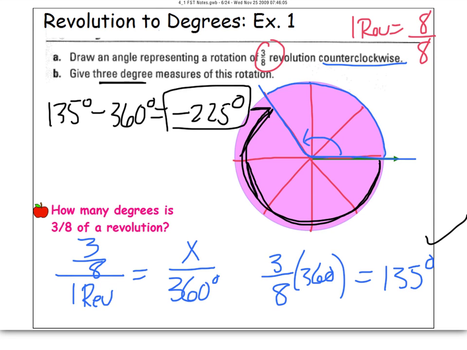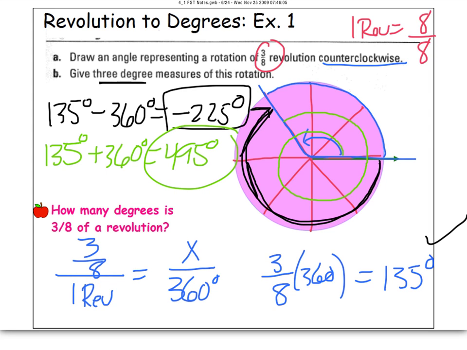Now, where could that third measurement come from? Well, it's a circle. I can go around it as many times as I want. Why don't I go around a complete rotation? That's 360, and then do this extra 135. So here, take the 135 and add 360 to it. If you do that, you're going to get a 495 degree rotation. So we now have 3 different ways to land at this same spot, which is right here.